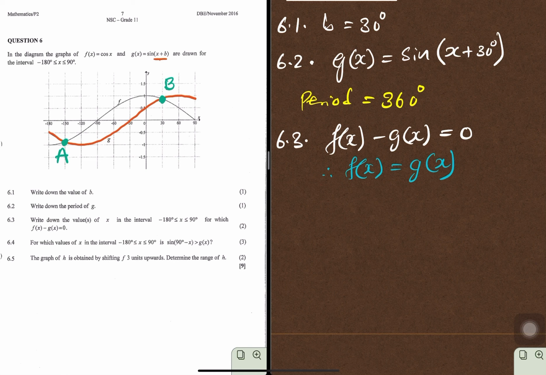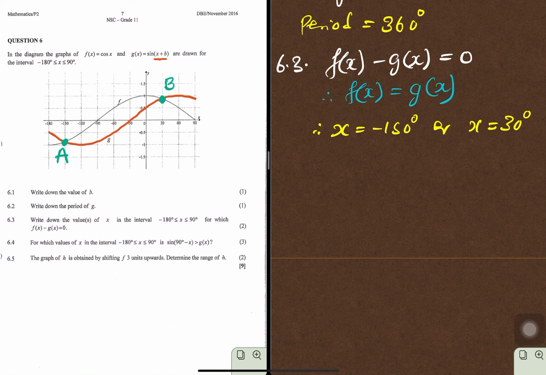So you're going to say that therefore x is equal to minus 150 degrees, or x is equal to positive 30 degrees. That's where the two graphs are equal basically. Or that's when you subtract their y values, you're going to get a zero. It's the same thing. So it is best that you interpret in this particular way. It's my advice, by the way. You can do it in whichever way.